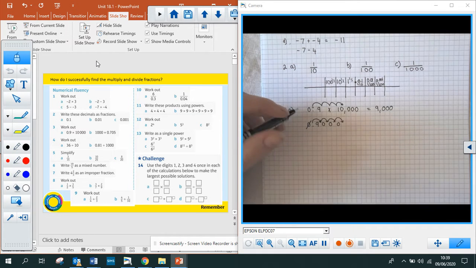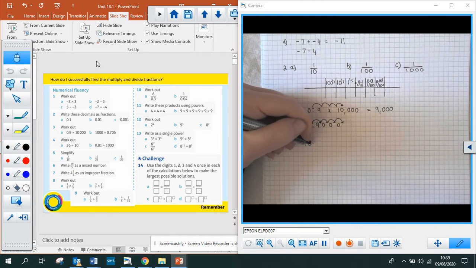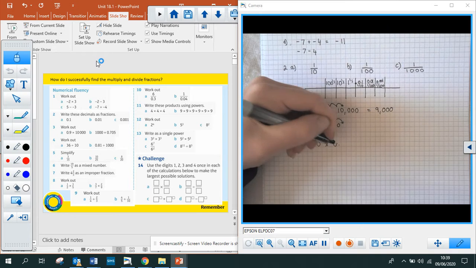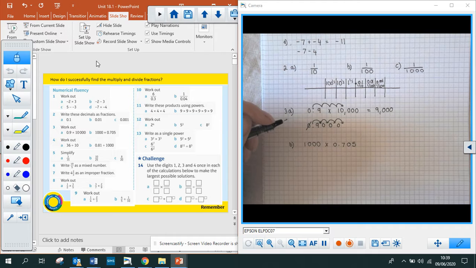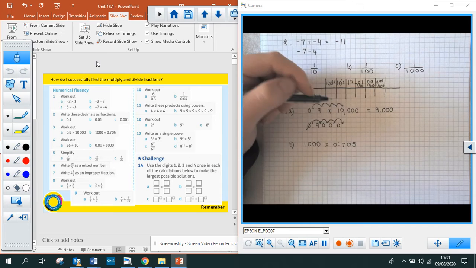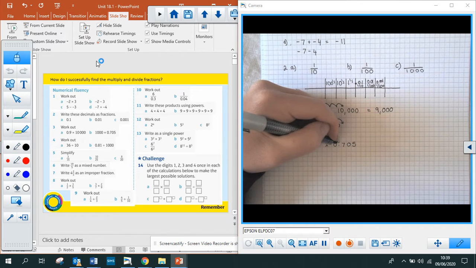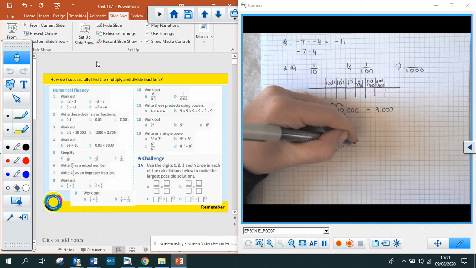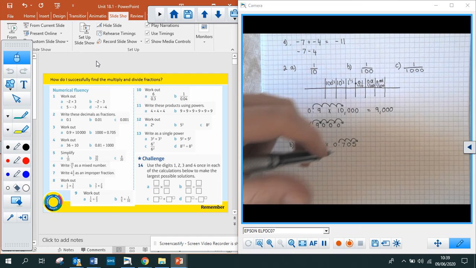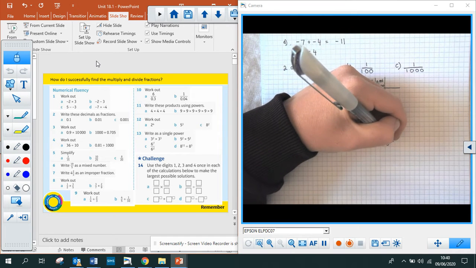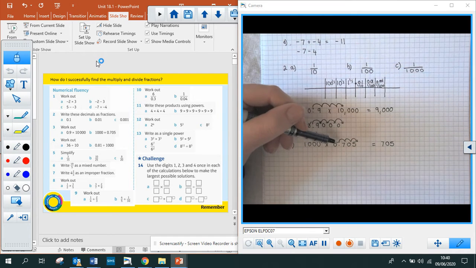And 3B, you've got 1,000 multiplied by 0.705. So we're making 0.705 1,000 times bigger. I need to move my decimal 3 places to the right this time. So I'm starting here and I'm going 1, 2, 3. My decimal would end up at the end of the 0.705, and that will end up giving me 705, because that is 1,000 times bigger than 0.705.